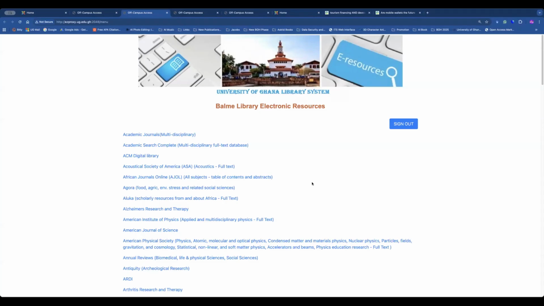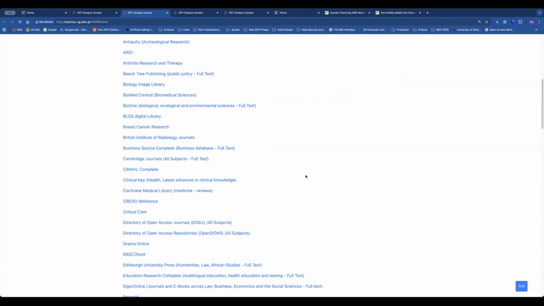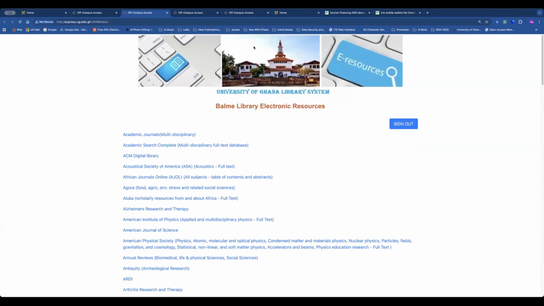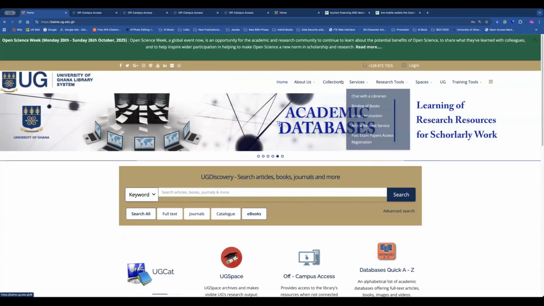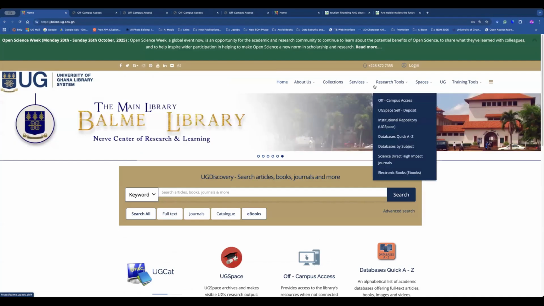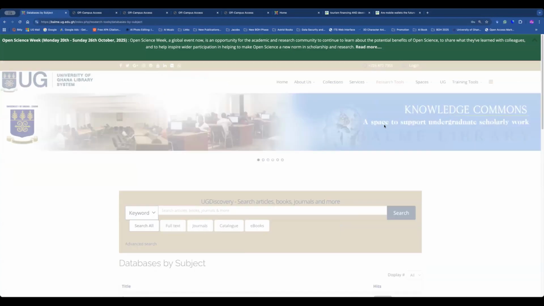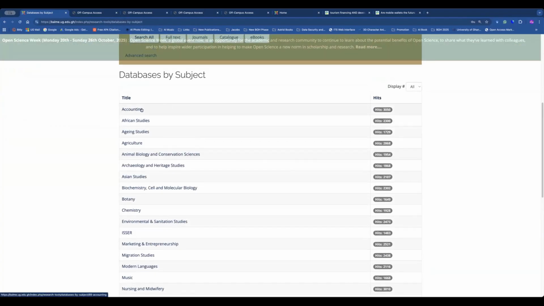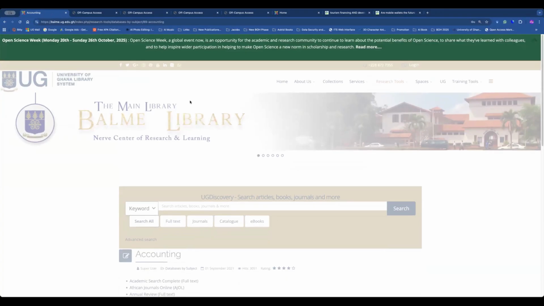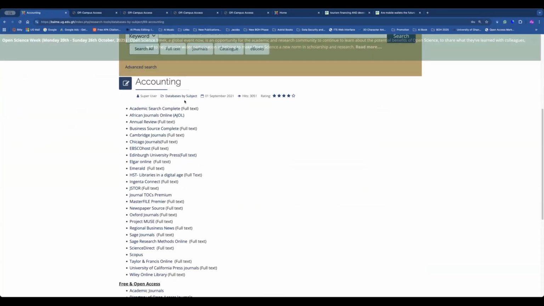So now it has given me a whole list through a proxy so that I can search. There are a lot of databases, but sometimes you don't know which of them to use. So if possible, if you were going to the BAM Library website, you could look at collections, or databases by subject area. So let's say you are an accounting student or a business school student, so accounting, you click on it, and it tells you the databases that tend to be important for accounting students.